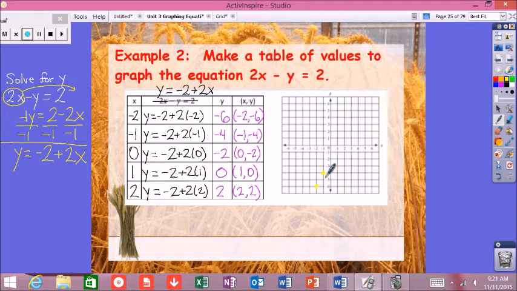And by the way, (0, -2) is called the y-intercept. Good stuff. The next point is (1, 0). Oh my goodness, that one also has a special name. That's the x-intercept. And then the final point is (2, 2). Beautiful line. Sketch the graph, please.